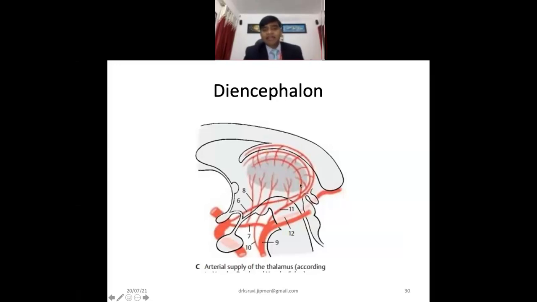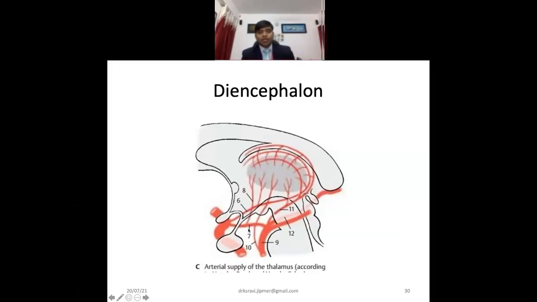You can appreciate this artery going, and this is the thalamus over here. So it also supplies the thalamus. The rostral part of the thalamus also receives a branch from the posterior communicating artery. If you can appreciate over here, this is the posterior communicating artery. So from this posterior communicating artery, the rostral part of the thalamus receives its supply.